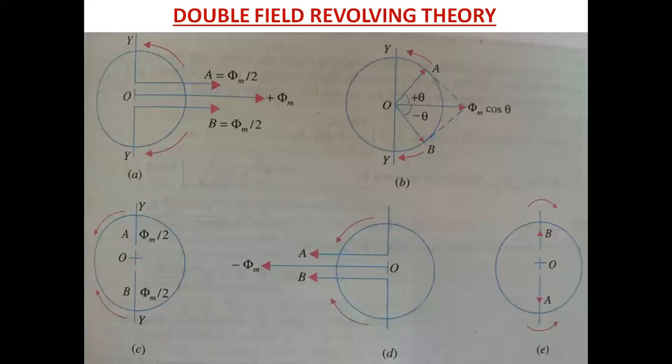Both the fluxes A and B are rotating synchronously at the rate of Ns equal to 120 by P in opposite directions. In the figure, you can see the two fluxes A and B. If A rotates anti-clockwise, B will be rotating clockwise, so both will be in opposite directions. See the figure A.